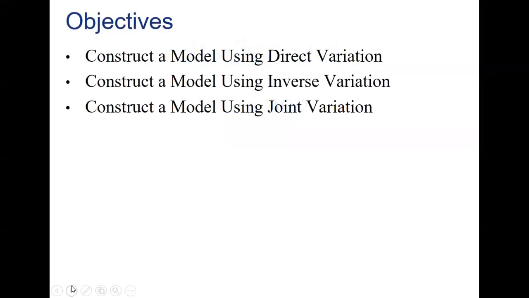Good. All right, so we're going to construct a model using direct variation, construct a model using inverse variation, and construct a model using joint variation. What direct variation is saying is that as one thing goes up, the other thing goes up, right? What inverse is saying is that as something goes up, the other thing is going to go down, the opposite, right? So that's just the gist of it. And then joint means that they're both happening.